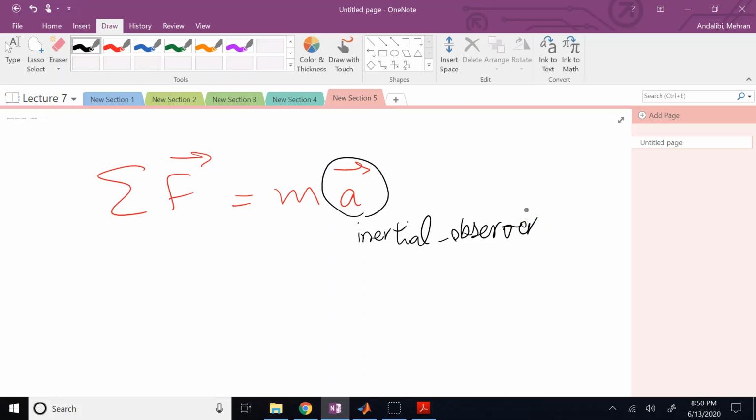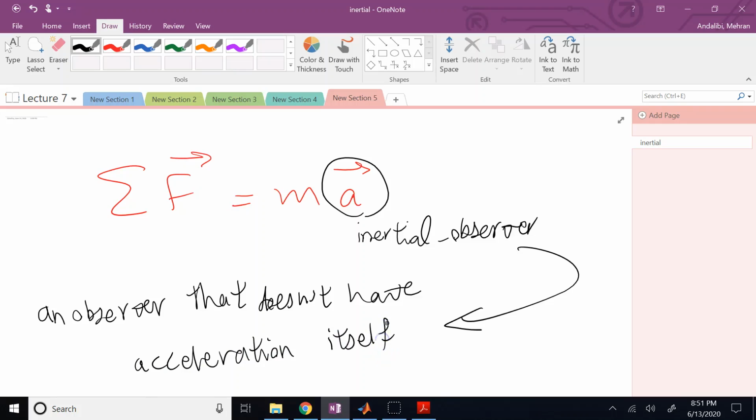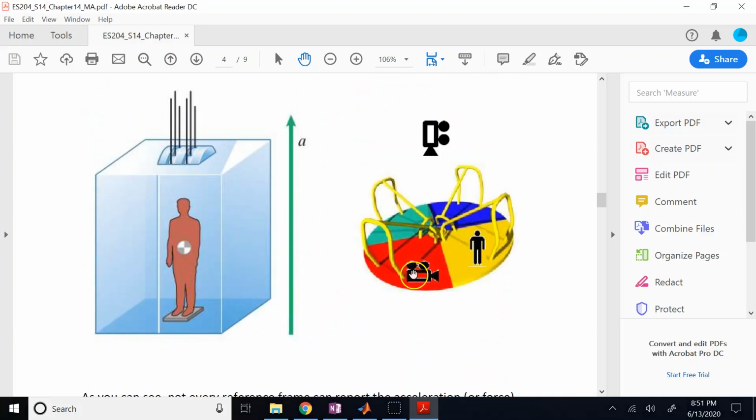And you might ask, what is an inertial observer? It is an observer that does not have acceleration itself. So if your observer does not have acceleration itself, the number that it records is valid. Clearly in this case, you see this camera does have the centripetal acceleration itself. So the number it reports is not valid.